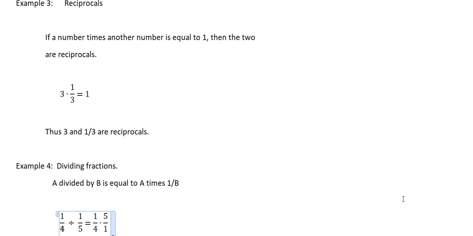Okay, a reciprocal. If any number times another number is equal to 1, then these two are reciprocals. So 3 times 1/3 is equal to 1. 1/3 of 3 is 1. So 3 and 1/3 are reciprocals. Okay, so the reciprocal of 3 is 1/3. The reciprocal of 1/3 is 3. So they're matched.